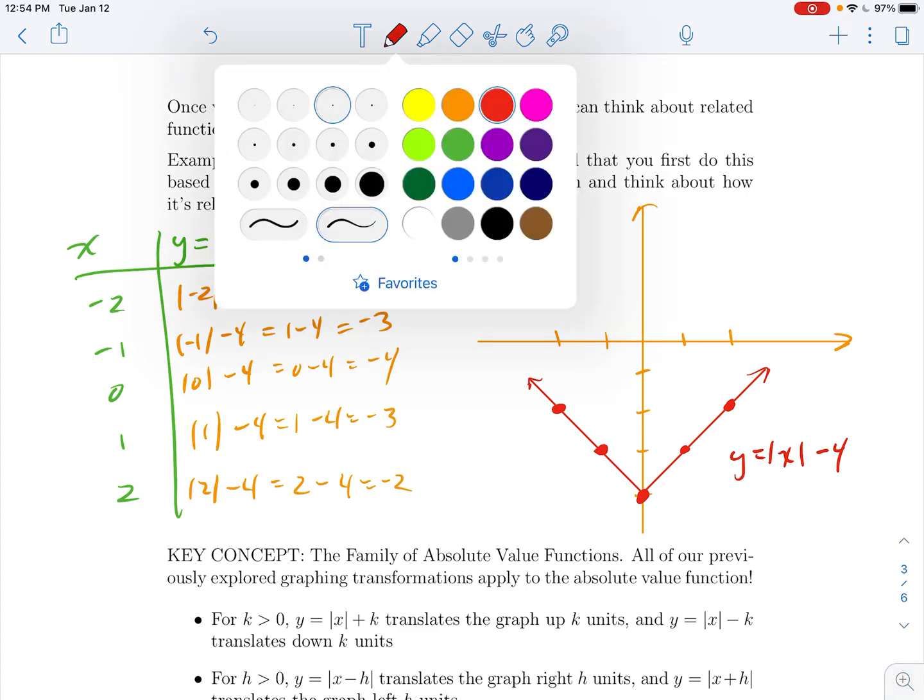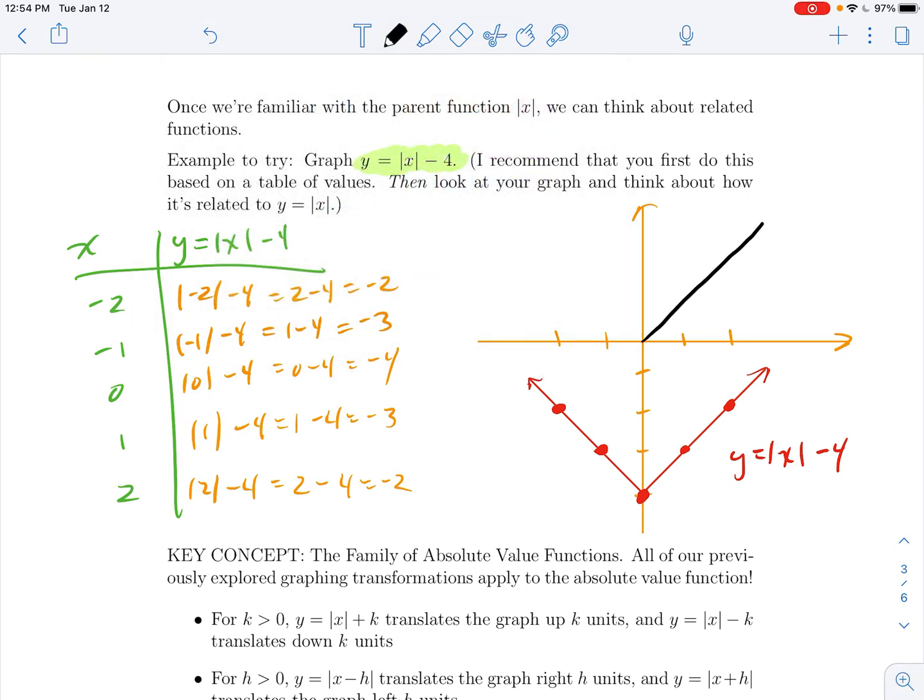But what we might notice is it looks just like the graph of y equals the absolute value of x, but shifted down. These two graphs are exactly the same size, shape, and orientation. I've just pulled the black one down to turn it into the red one. And that should remind us of how these transformation rules work. We know in general, if I just subtract 4 at the end of the formula, that shifts the graph down 4 units. So that general rule is in play with this specific function.